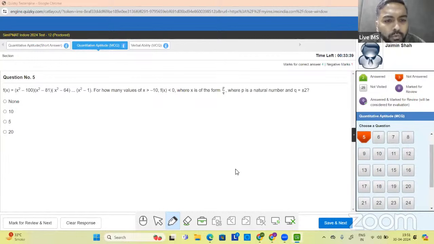For how many values of x greater than minus 10, f of x is less than 0, where x is of the form p by q, where p is a natural number. Let's move it.